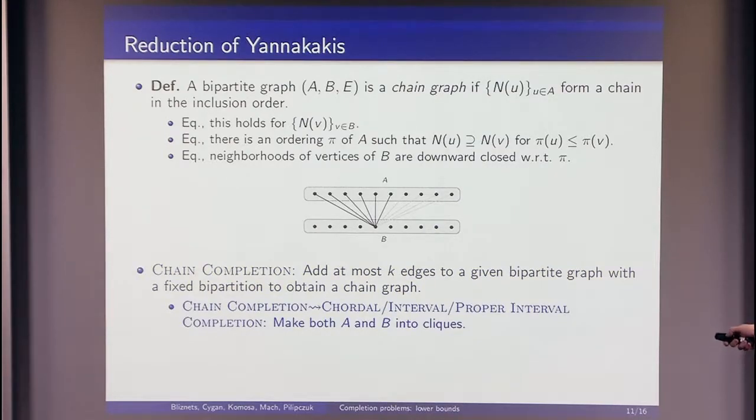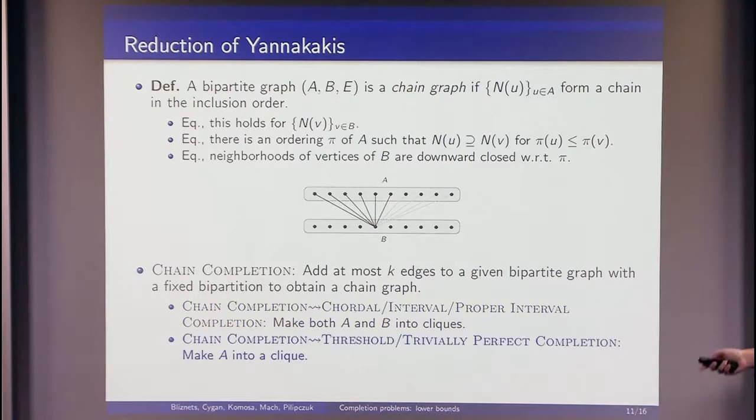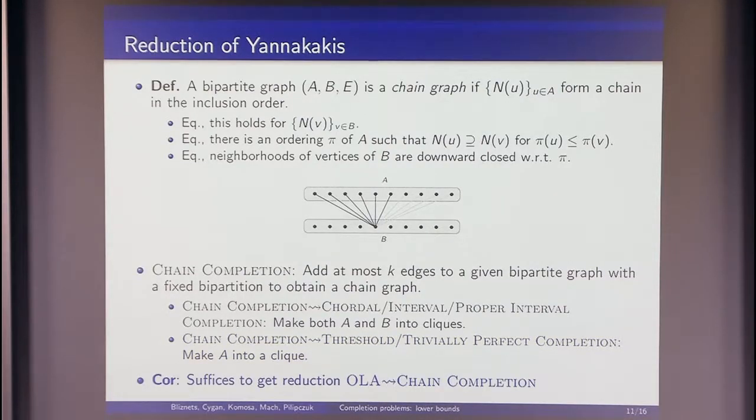For the reduction to chordal, interval or proper interval completion, you just make both of the sides cliques. You can show that if you have this co-bipartite graph, so a bipartite graph with both sides made into a clique, the only way to complete it to a chordal, interval or proper interval graph is to make the adjacency between the sides a chain graph. Similarly, for threshold and trivially perfect completion, you just need to make one of the sides a clique. So it suffices to get a reduction from optimal linear arrangement to chain completion, because by applying this, you will get all the lower bounds that you want.